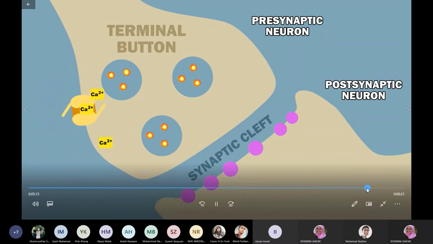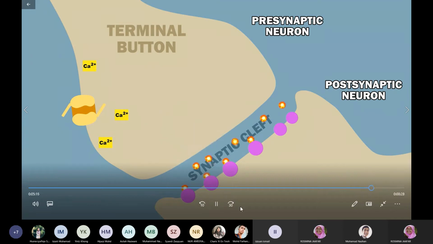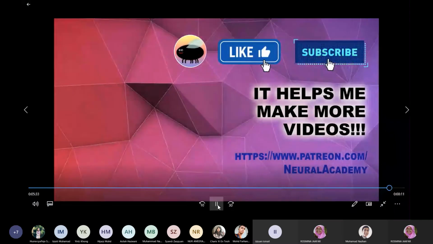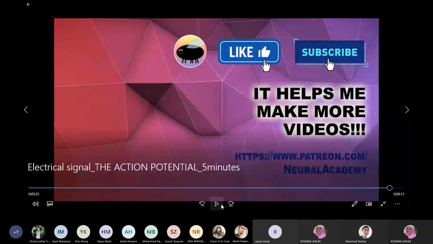Okay, and for the transmission of signal from one neuron to the next, it requires calcium ions into the synapse. Whereas for action potential, you only need sodium ions and potassium ions in order to produce the action potentials. So that is the basic of production of an action potential.